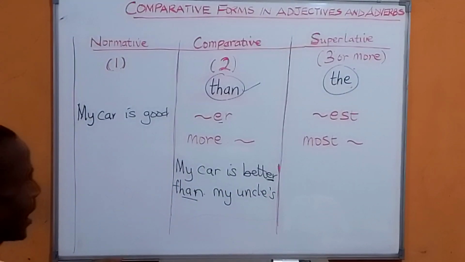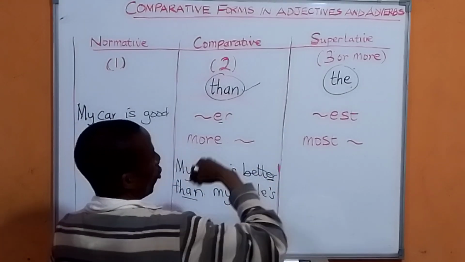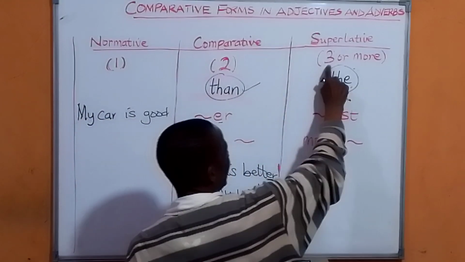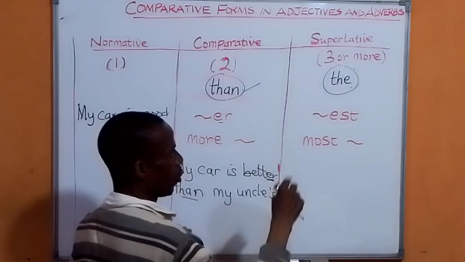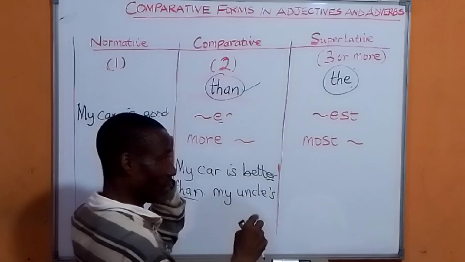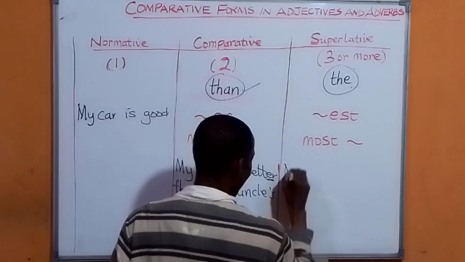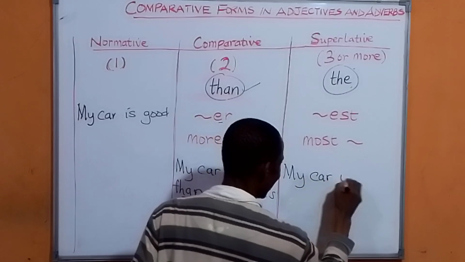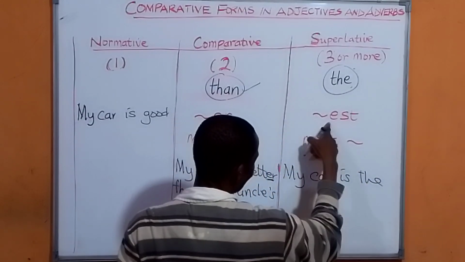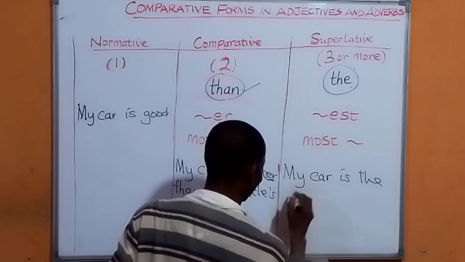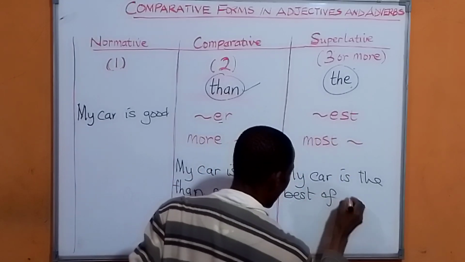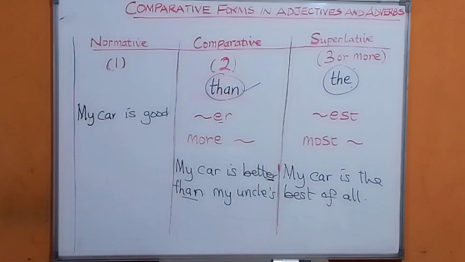Now, assuming that I'm looking at my car and other cars, that means you are looking at three or more. When you see three or more, most times, you are going to see this word the. For example, if I say my car is the, you are going to see a word with est or st. My car is the best of all the cars. You see that? It's the best of all.